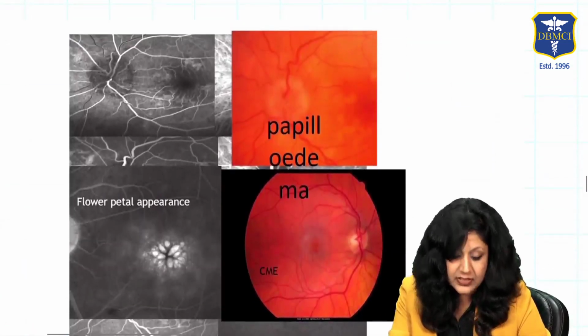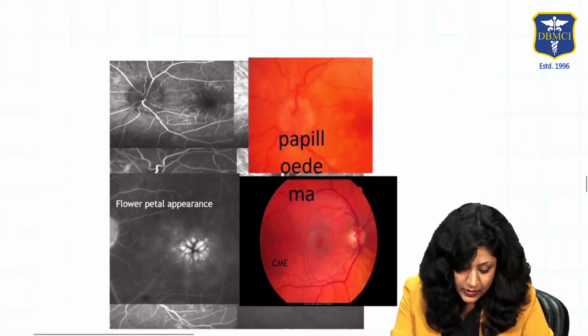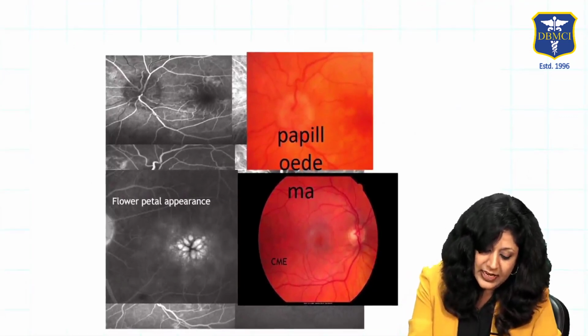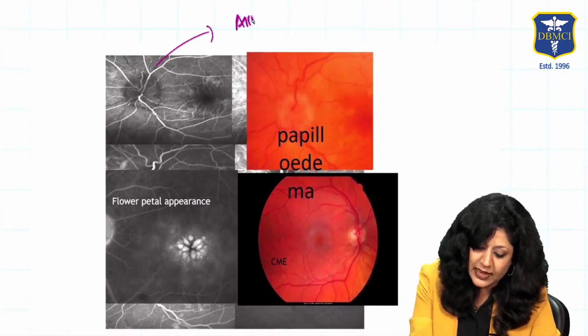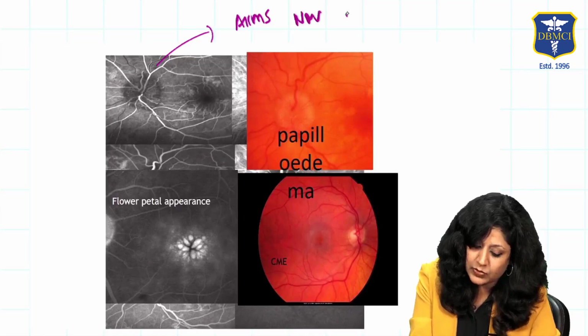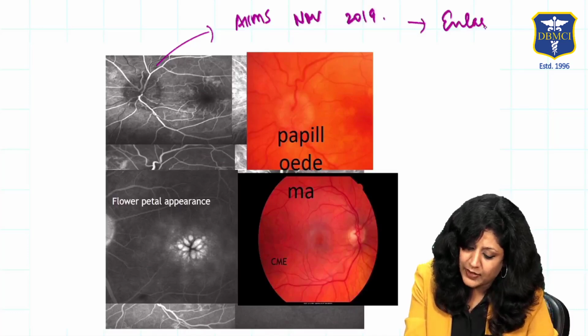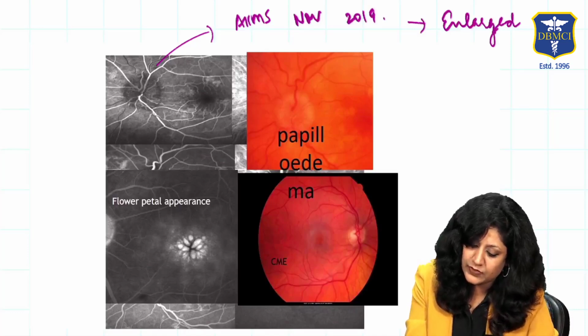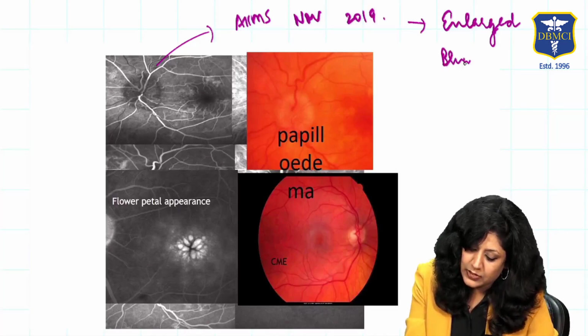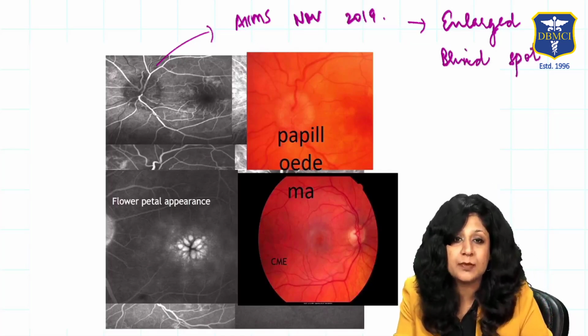For example, see this in the papilledema. Now, what is occurring in the papilledema? This was again asked in the AIIMS, November 2019. Recently, it was asked as a cause of the enlarged blind spot. Now, this was asked as a cause of the enlarged blind spot due to the optic disc edema.